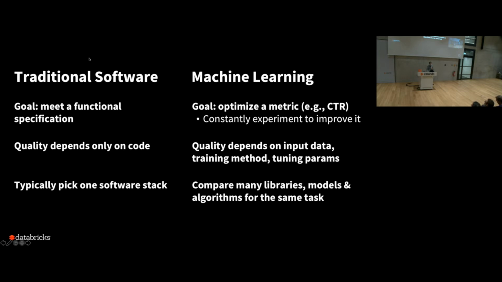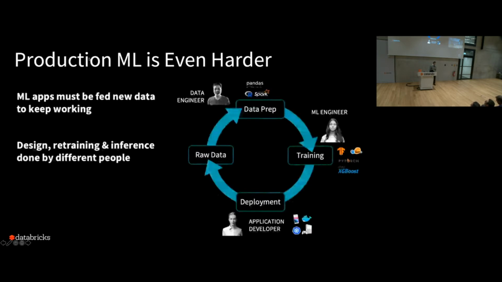And so that's for developing machine learning. And then once you productionize it, you have to keep all this stuff happening as automatically as possible. So you have to keep feeding the application with new data and retraining, and all that stuff I mentioned was hard before somehow has to be automated.